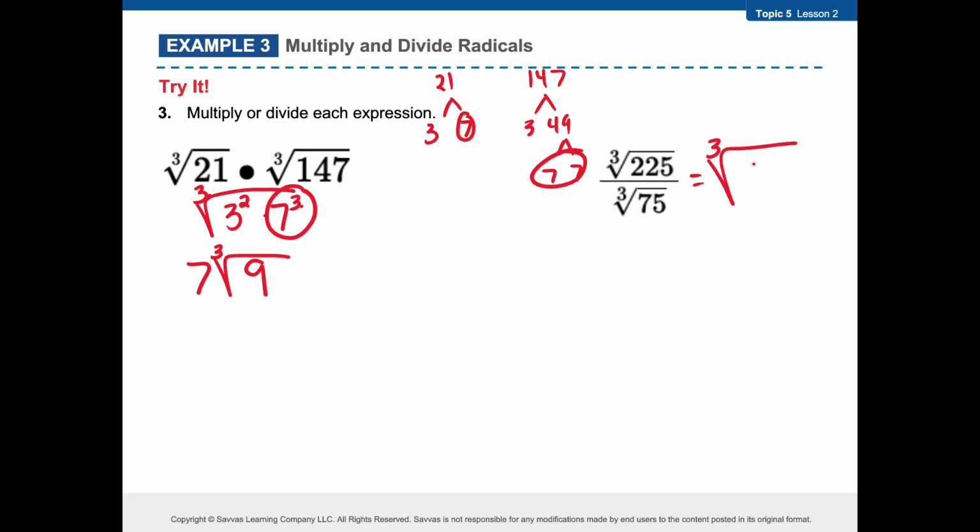Here again, you can just make one big fraction, and you can always start small. Any number that ends in a 5, always it's divisible by 5. So we have 225 divided by 5 is 45. 75 divided by 5 is 15. And then 15 goes into 45 three times. So 45 divided by 15 is a 3. And 3 is a prime number, so there's nothing else I can do with this problem. This would just be left as the cube root of 3.